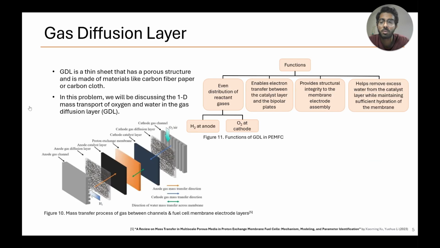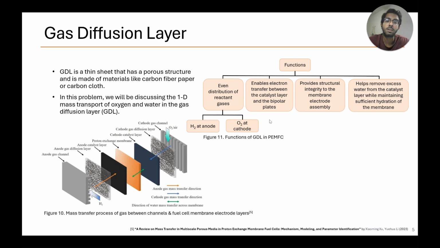So in this problem, we will be discussing the one-dimensional mass transport of oxygen and water in the gas diffusion layer. But before diving into that, let us understand the significance and the functions of the gas diffusion layer. As you can see in this figure, the GDL is a thin sheet that has a porous structure and is made of materials like carbon fiber paper or carbon cloth.